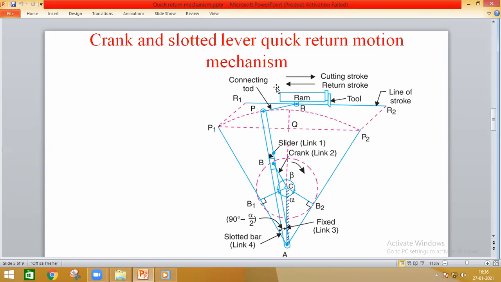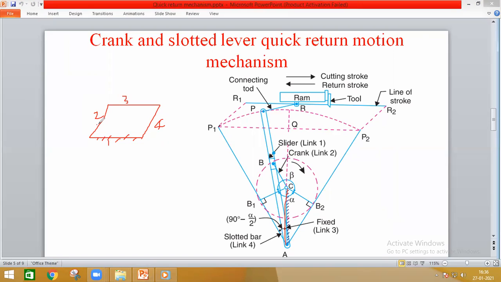So here you can see the line diagram of a crank and slotted lever quick return mechanism. Here the line AC represents link 3. For example, consider a kinematic chain. This chain has 4 links: link number 1, 2, 3, and 4. If we fix any one link, that will become a mechanism, and all the other 3 links will have relative motion with each other. So this forms a mechanism.